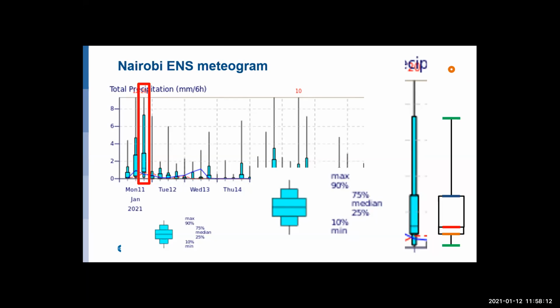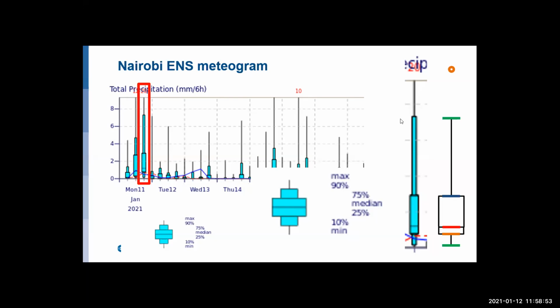Can you repeat exactly, not Becky, the person who asked the question, because I think the meteogram is actually giving you the probability of the event. So for instance, in this example that Becky has, if I look at the 90th percentile, which is just below 8, so maybe 7, this specific meteogram will tell you that you have a 10% chance that your precipitation is above 7 millimeters over 6 hours.